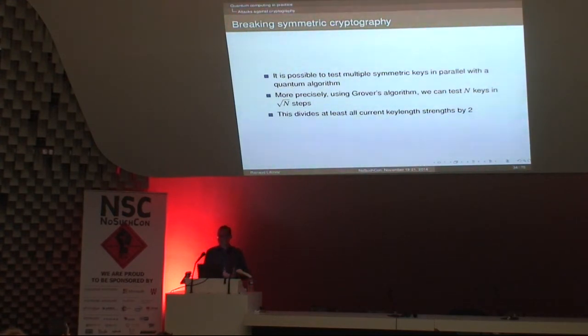So what about symmetric cryptography now? It is possible to test multiple symmetric keys with a quantum algorithm. More precisely, using the Grover algorithm, you will be able to test among n keys only using square root of n steps. So this divides at least all current key lengths by two. That means AES 128 is only 64-bit strength with this kind of algorithm. So this is a little bit weak for now.